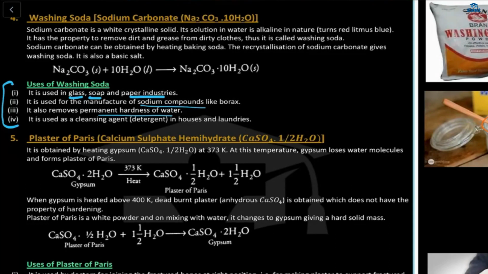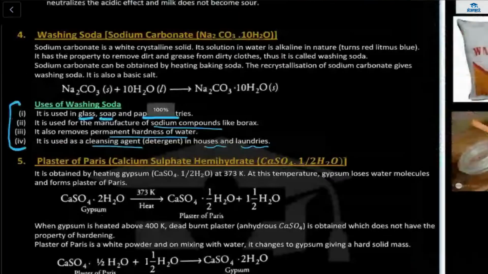When we have dirty clothes, what we used to do is mix some washing soda and then our clothes get clean. Why? Because it removes the hardness of water, the dirtiness present in our water. It is also used as a cleansing agent in our houses and laundries, right? The detergent or phenyl. Okay, so those are all.